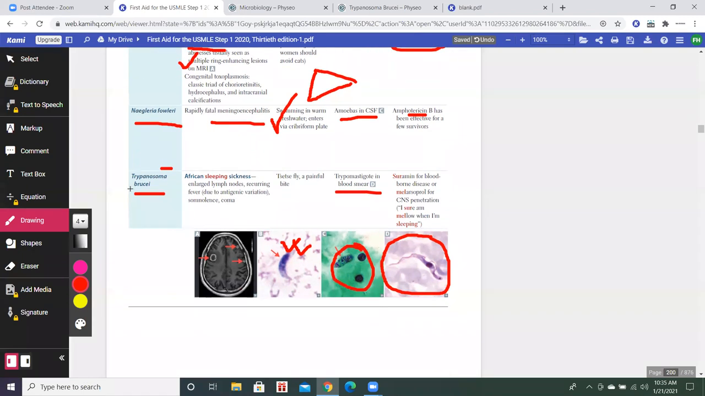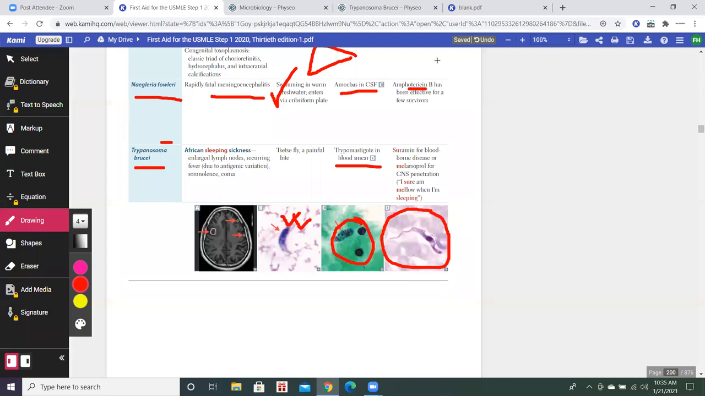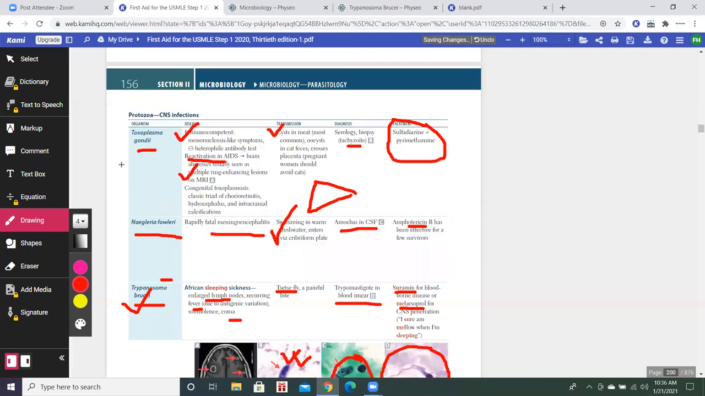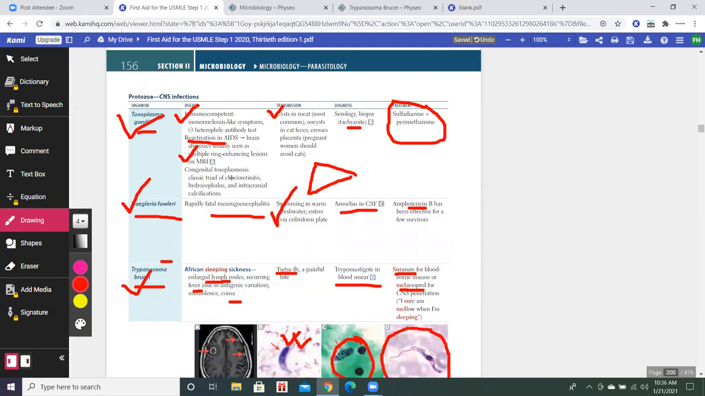Next one is trypanosomiasis, Trypanosoma brucei for that matter. Bruce Lee fighting African soldiers for Trypanosoma brucei causing African sleeping sickness, enlarged lymph nodes, fever, coma. The bite is from a tsetse fly, a very painful bite. If you do a blood smear, you will find tripping goats for trypomastigote. And syrup man for Suramin is for blood-borne disease, and mellow yellow cans on the floor rolling for Melarsoprol is for CNS penetration. These are the CNS infections.